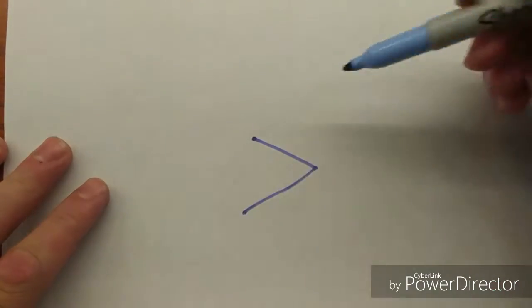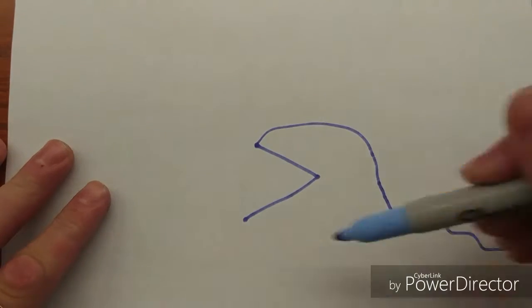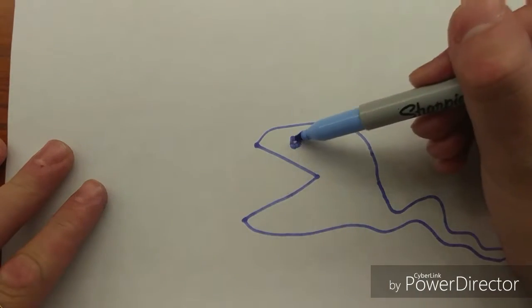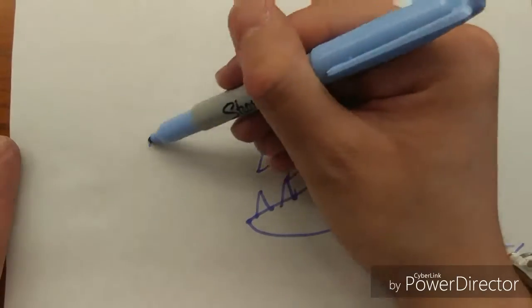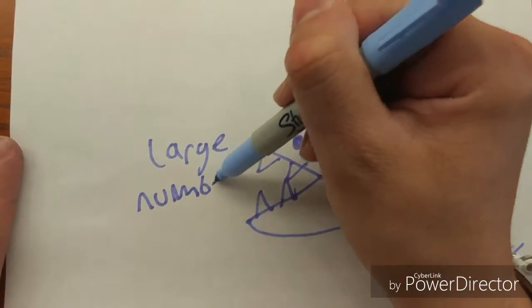If you need help remembering which sign is greater than and which sign is less than, you can think of it this way. Draw the symbol as a monster. The monster is very hungry, so it is always trying to eat the largest number.